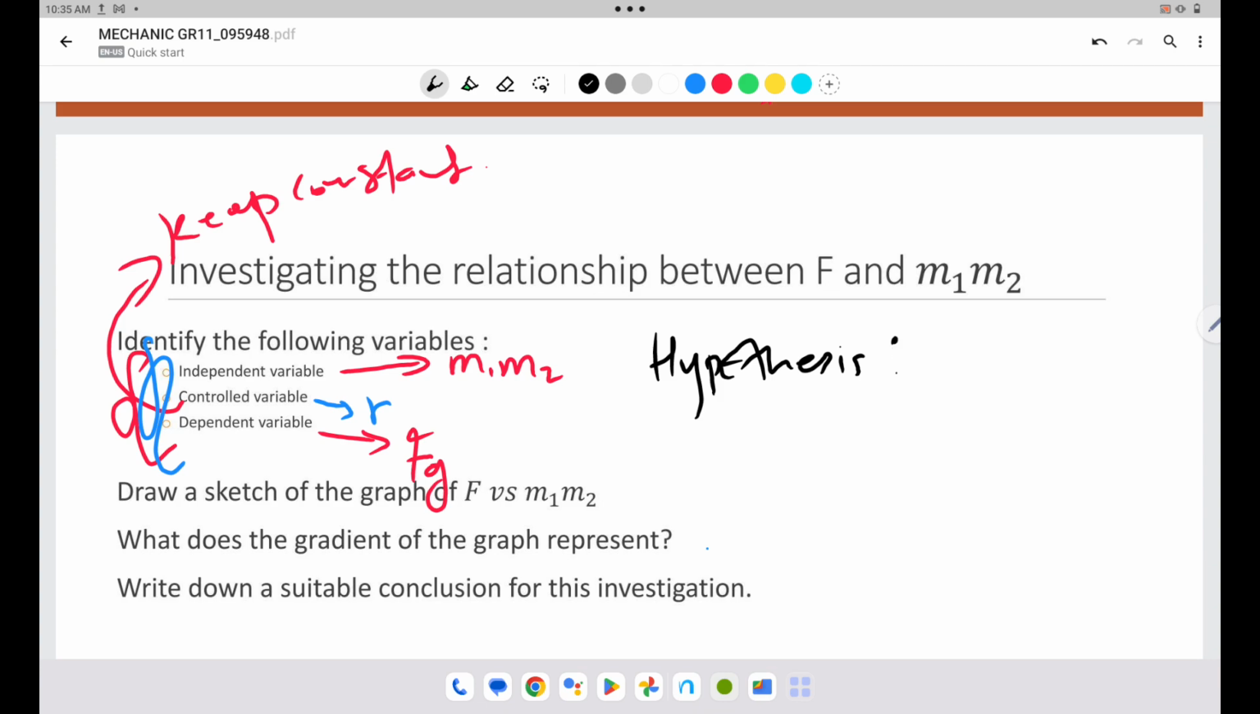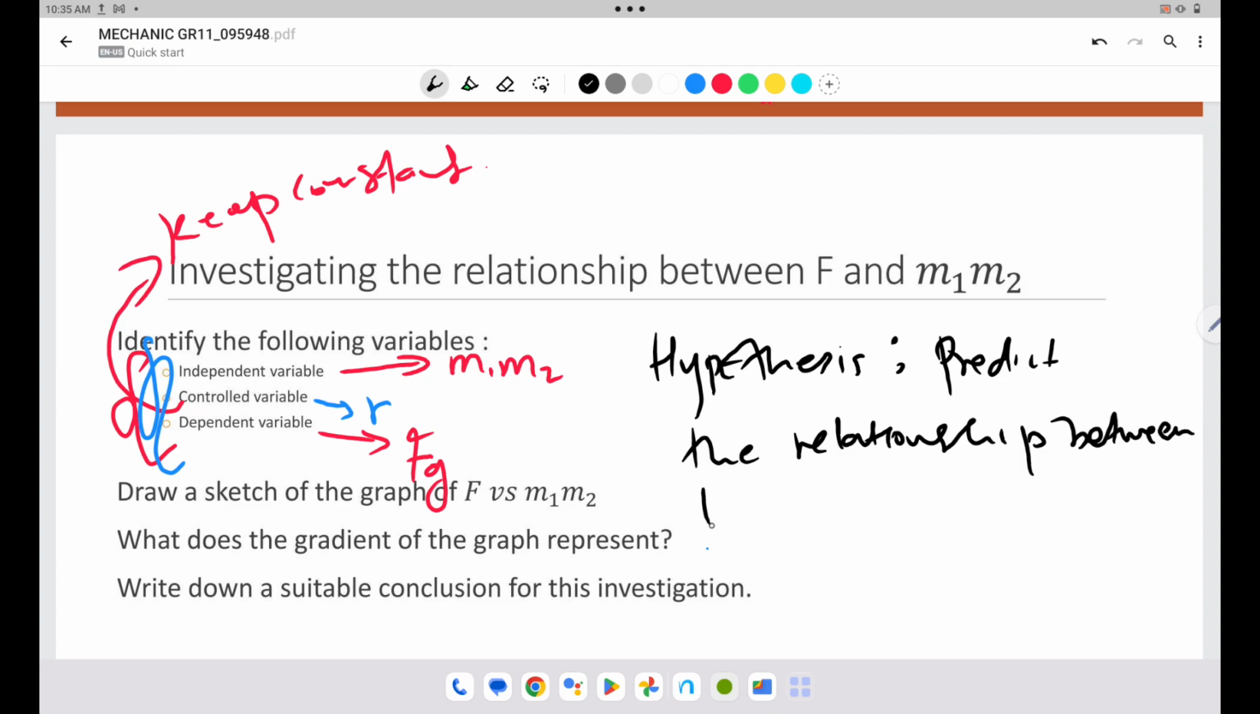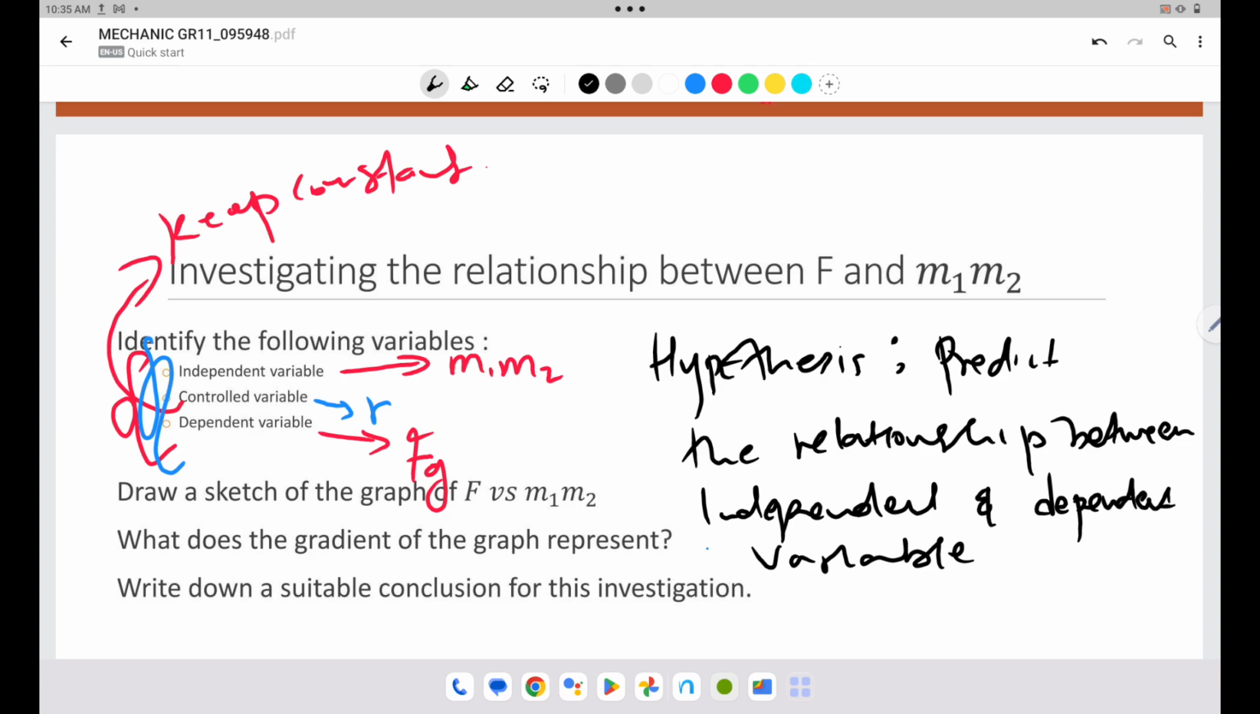So with the hypothesis, you predict the outcome. Hypothesis: you predict the relationship between independent and dependent variable. What is important is that in the prediction, the independent variable must be there, and the dependent must be there. So I already made the prediction. The prediction is that the force is directly proportional to the product of the masses.